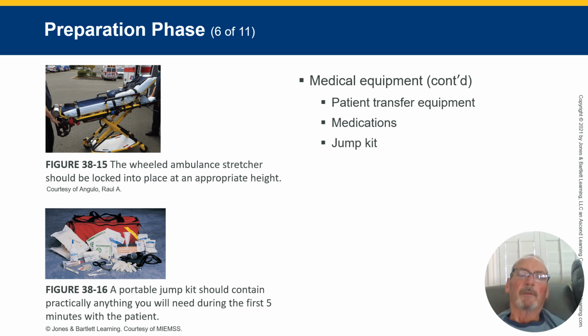You got to have patient transfer equipment. That's going to be your stretcher, your scoop stretcher. That's going to be your backboards, your KED. Those are all transport equipment. Got to carry medications, and of course, then you got to have your jump kit. Your jump kit is just a small version of what you have on the shelf, a condensed version bag that is able to transfer with you to the scene.